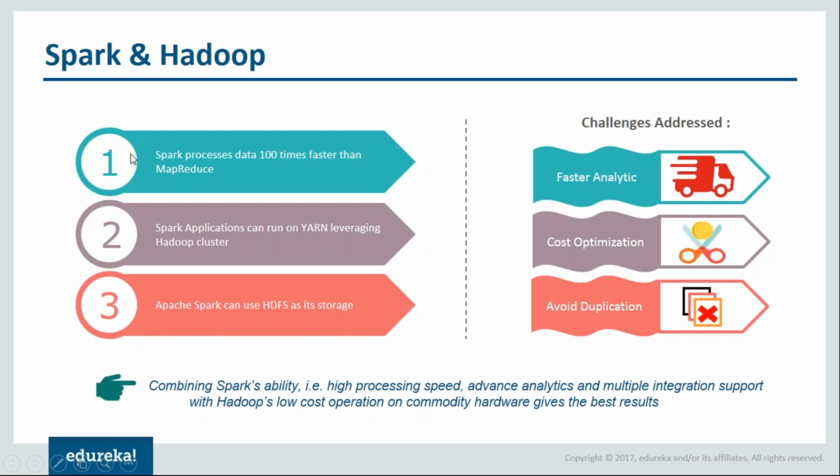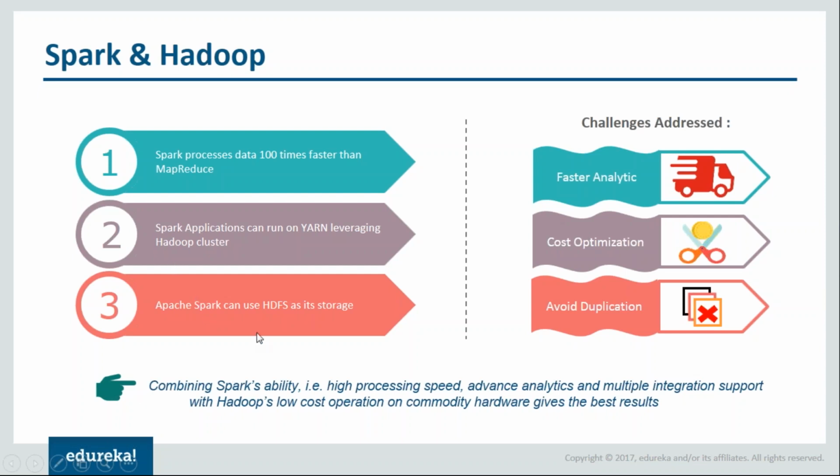Now you can see the first point that Spark processes data 100 times faster than MapReduce. So it gives us the results faster and it performs faster analytics. The next point is that Spark applications can run on Yarn leveraging Hadoop cluster. And you know that Hadoop cluster is usually set up on commodity hardware, so we are getting better processing, but we're using very low cost hardware. So this will help us to cut our cost a lot. So hence, you also achieve cost optimization.